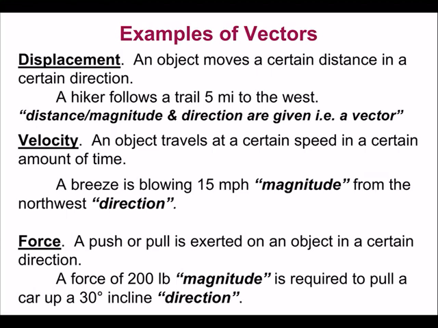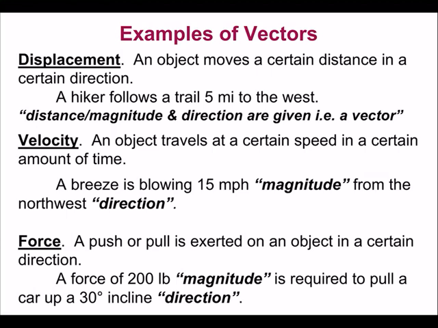Again, this can be represented with a directed line segment, showing the length of 5 miles, and there's the direction, which is heading to the west. Velocity is another example. An object travels at a certain speed in a certain amount of time. For example, a breeze is blowing 15 miles per hour. That would be the magnitude, the wind velocity. And it's blowing from the northwest, which gives us our direction. So there are two quantities needed to define our vector.